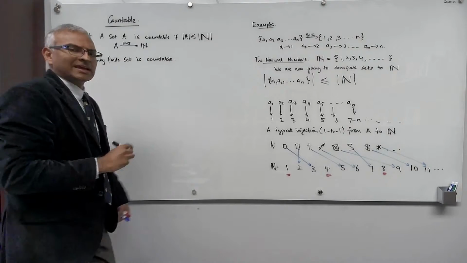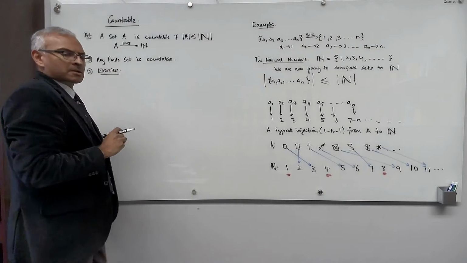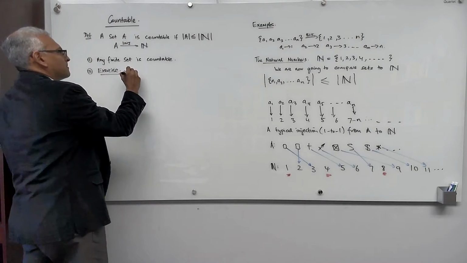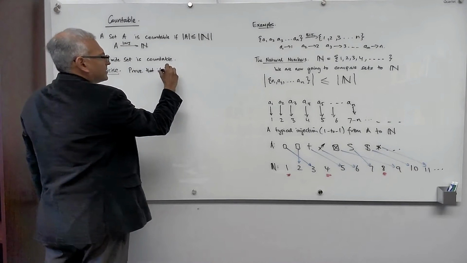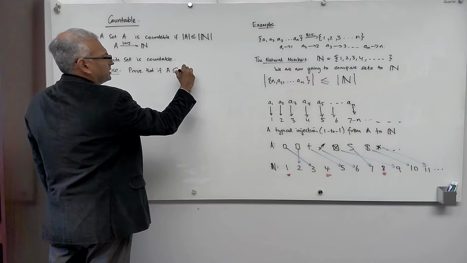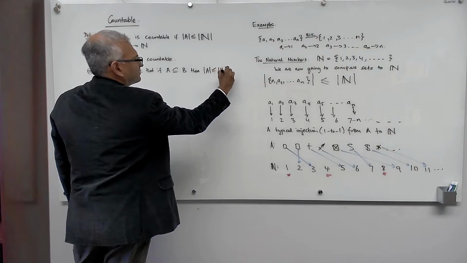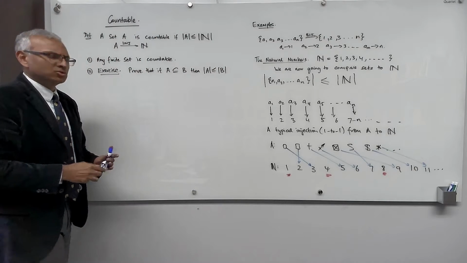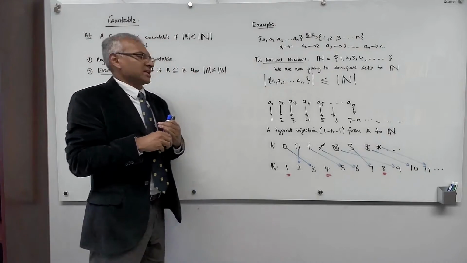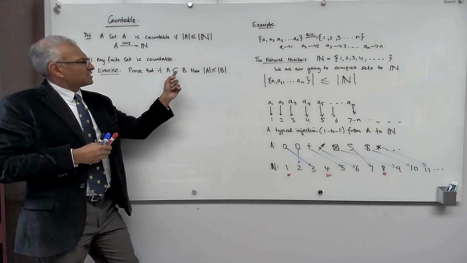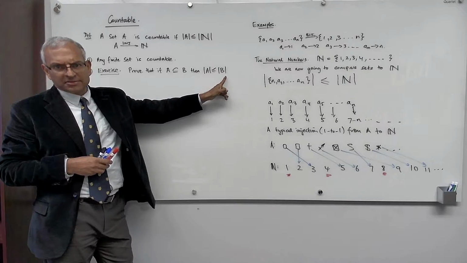2. Exercise. Prove that if a set A is a subset of a set B, then the cardinality of A is less than or equal to the cardinality of B. It's all very intuitive, right? We already knew that any finite set is smaller than the natural numbers because the natural numbers is infinite, whatever that means. If a set is a subset of another set, then the cardinality is at most the cardinality of the other set.